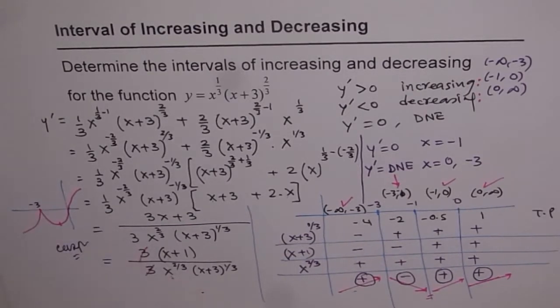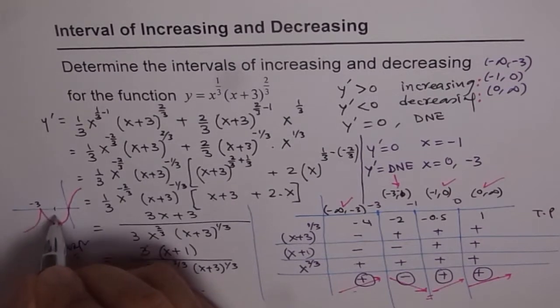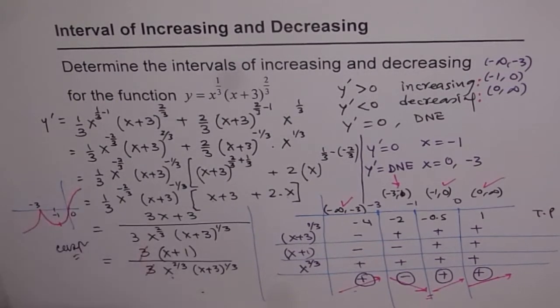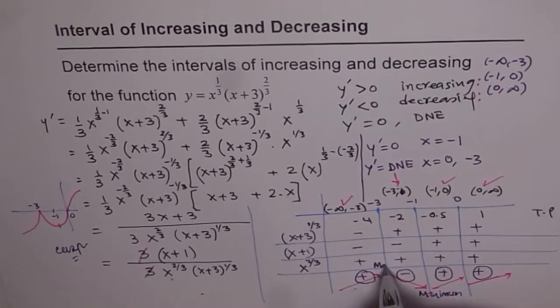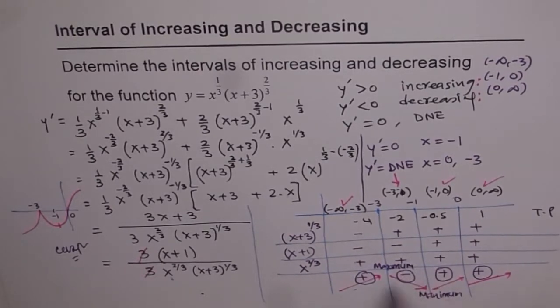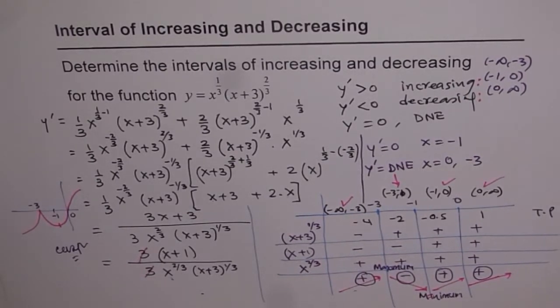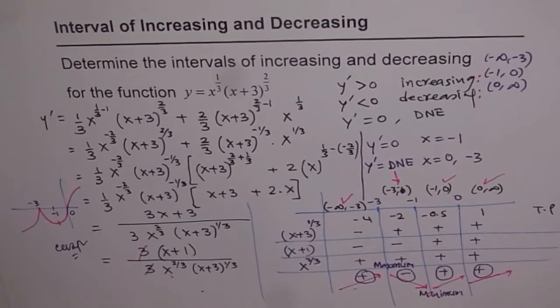So this is your point minus 3, and this is at minus 1, and that's your 0, right? So that is how your function is, and it does have a minimum value here and a maximum here. So when you learn all the techniques, you have to move forward doing the second derivative to get the details and sketch the graph. You should expect this kind of an answer here, right?